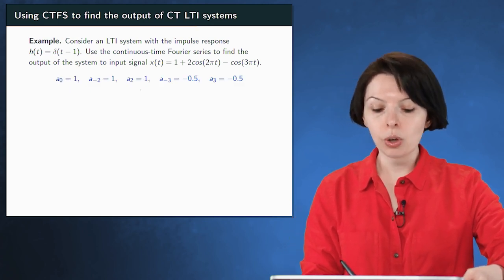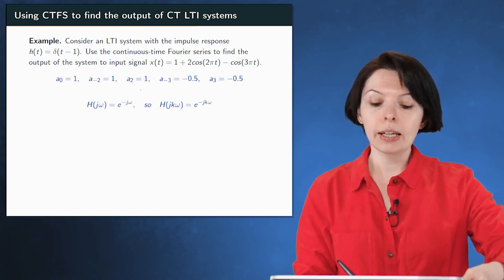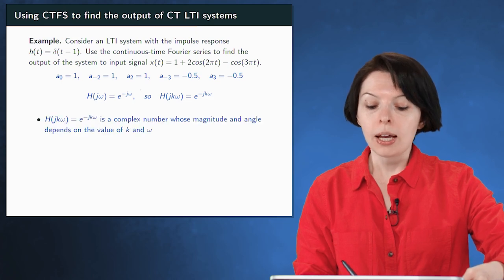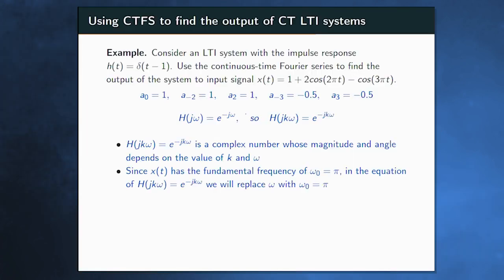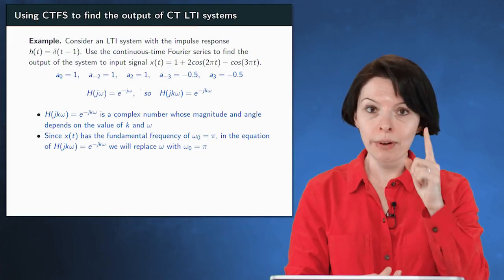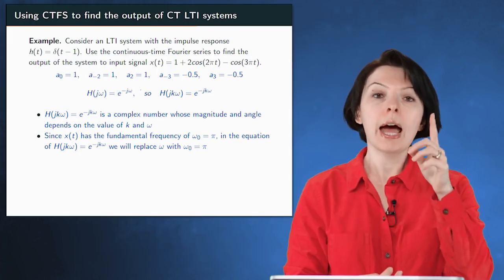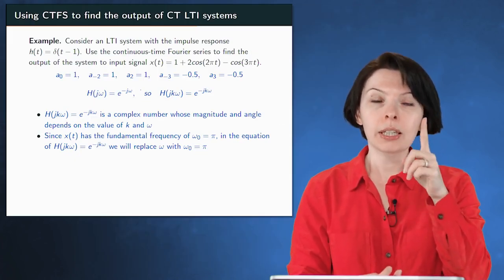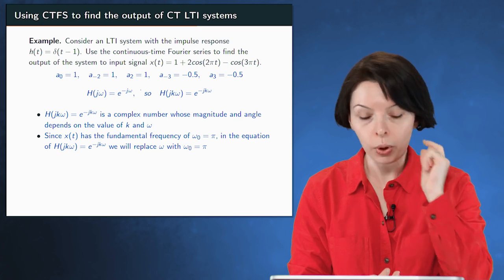I have the a_k coefficients for x of t, and I found H of j omega. And x of t had a fundamental frequency of omega naught equals pi. So I want to find H of j omega at k times omega naught points, or k times pi frequency values. So I'm evaluating H of j omega at k times pi points.